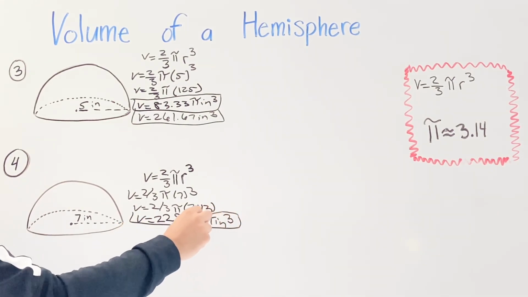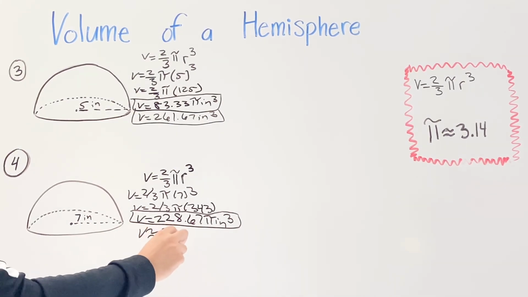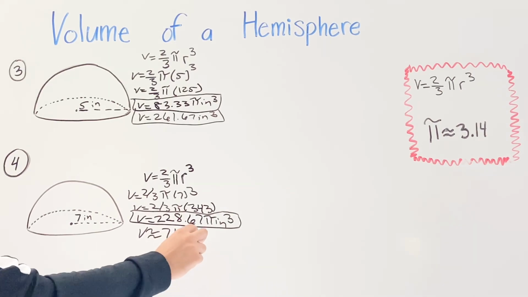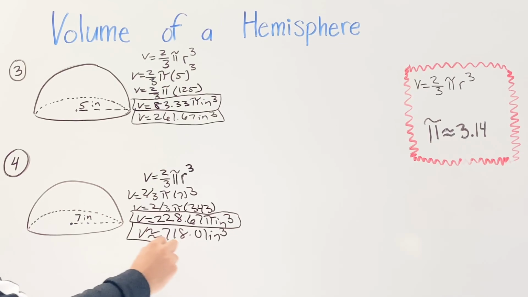Okay? And once again, if your teacher doesn't want that to be your answer, just multiply 228.67 times 3.14. So when you multiply that, we have 718.01 inches cubed. Once again, since we're looking for the volume.